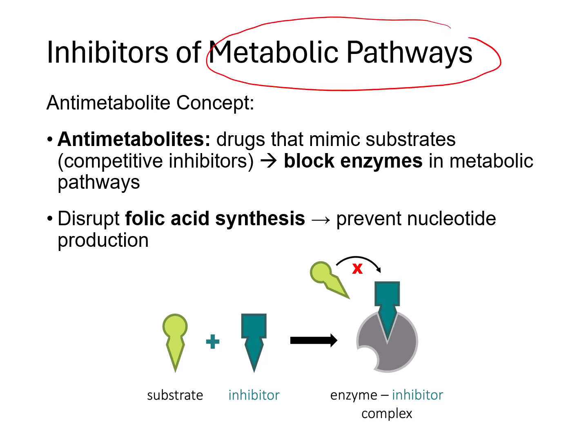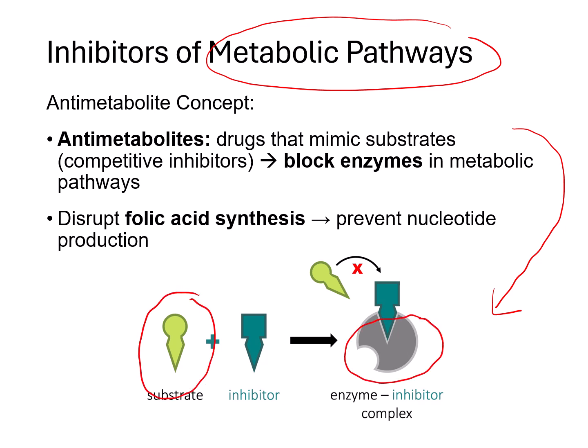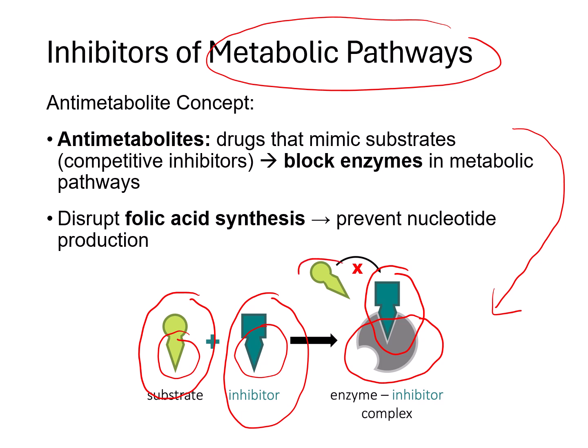Some drugs mimic normal cellular substrates and compete for enzyme binding sites. For instance, if I look down here, I have an enzyme, which is this gray structure, my normal substrate in the metabolic pathway, and then here is my drug or inhibitor. You can see the shape down here is very similar between the substrate and inhibitor, and what the drug can do is bind to the enzyme at the site that the substrate normally does, and therefore blocks that pathway.